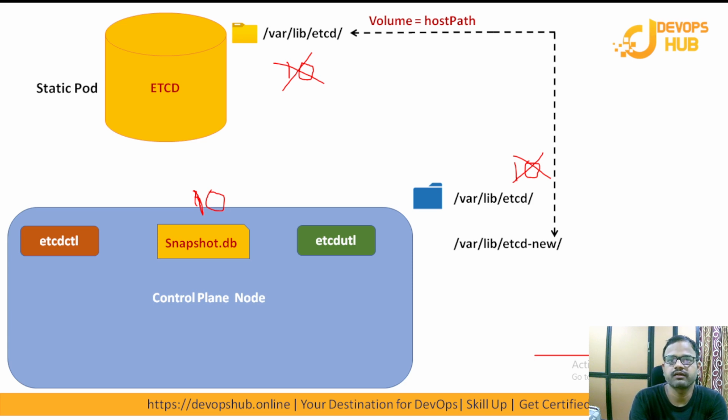This is the flow for taking a snapshot, that is, a backup of etcd, and restoring it. We have seen it at a high level. Now, whatever we have discussed till now, let's try to do it hands-on.